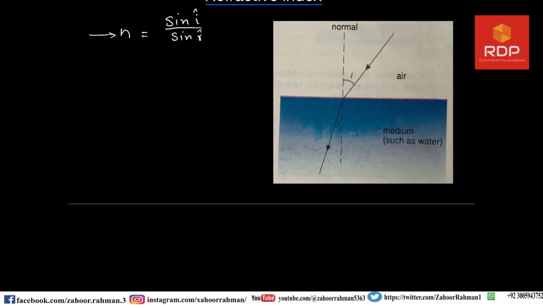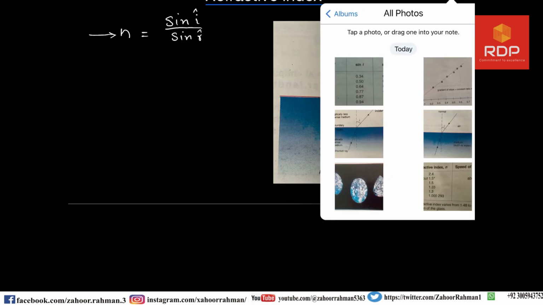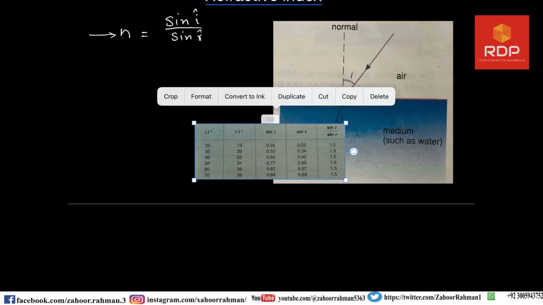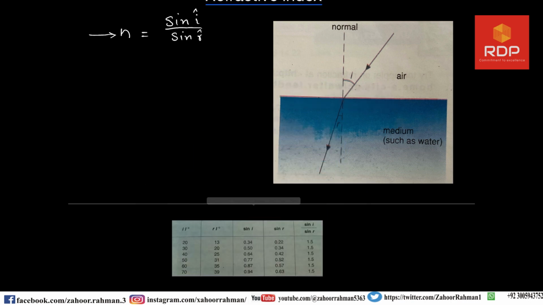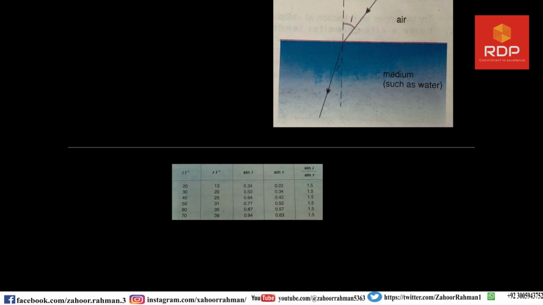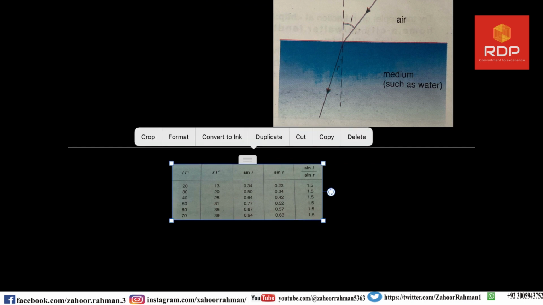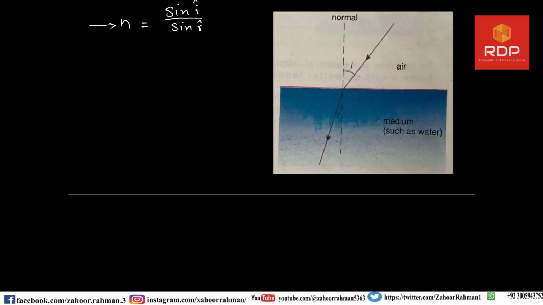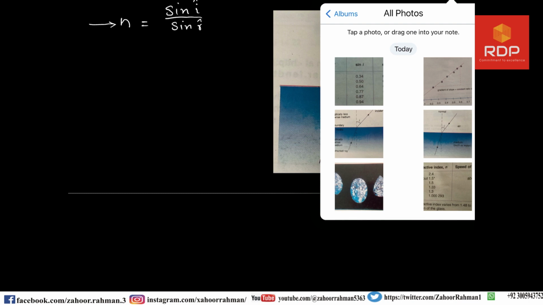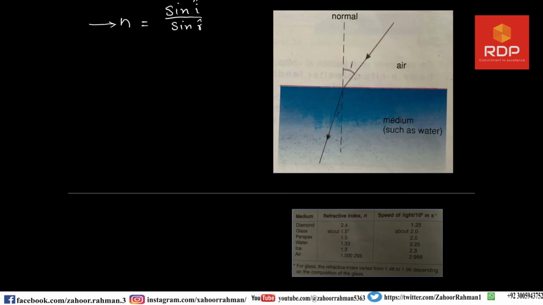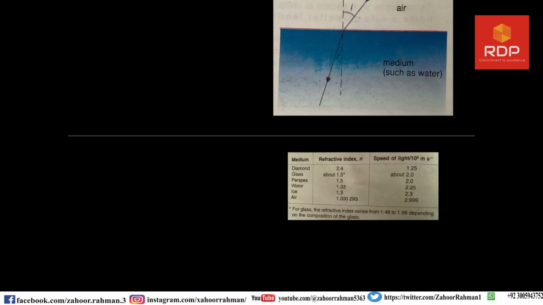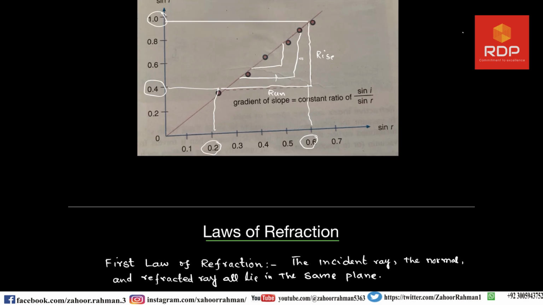That table, let me put it in front of you. That table is this one. So let us see, no, it is not this table. We have to see where I can find that table, and it is here. So we are putting that table here in this case.